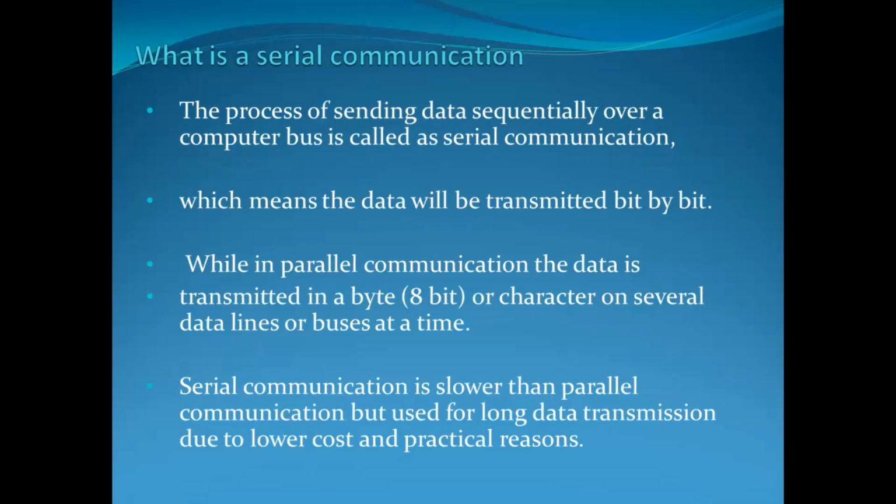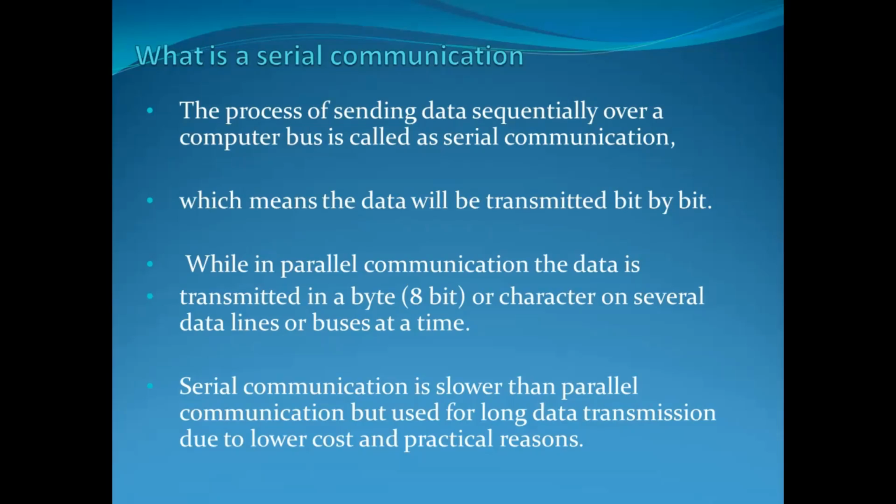What is serial communication? The process of sending data sequentially over a computer bus is called serial communication, which means that data will be transmitted bit by bit. While in parallel communication, data will be transmitted as a byte or a character on data lines or buses at the same time. That means in serial communication a single bit is transmitted at a time, whereas in parallel communication a byte, that is 8 bits, is transmitted at a time.